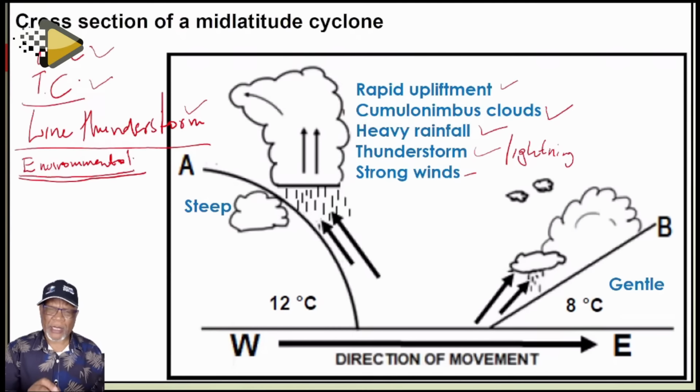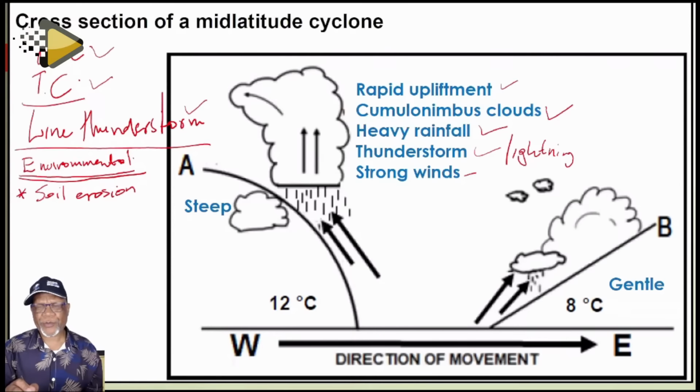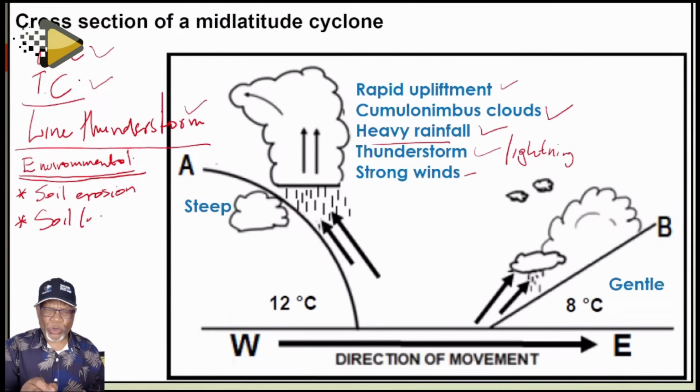So number one, let's look at the environmental impact of a mid-latitude cyclone. Number one, it's going to result in soil erosion. Because there is heavy rainfall, there is going to be water washing the soil away. And now, when we have soil erosion, the soil loses fertility.